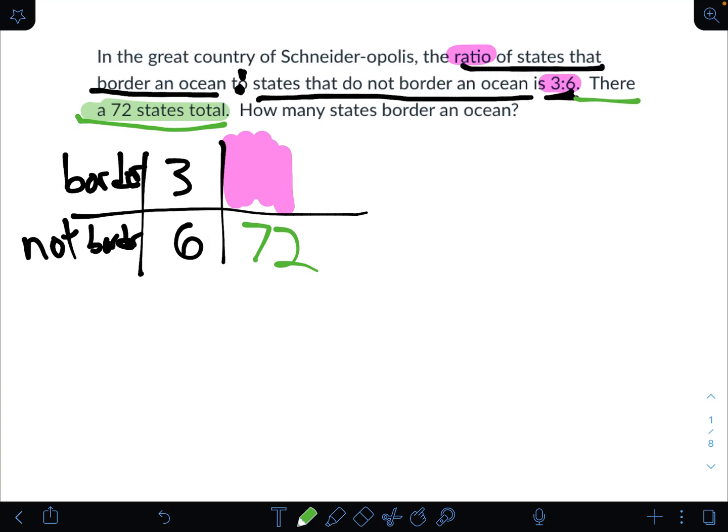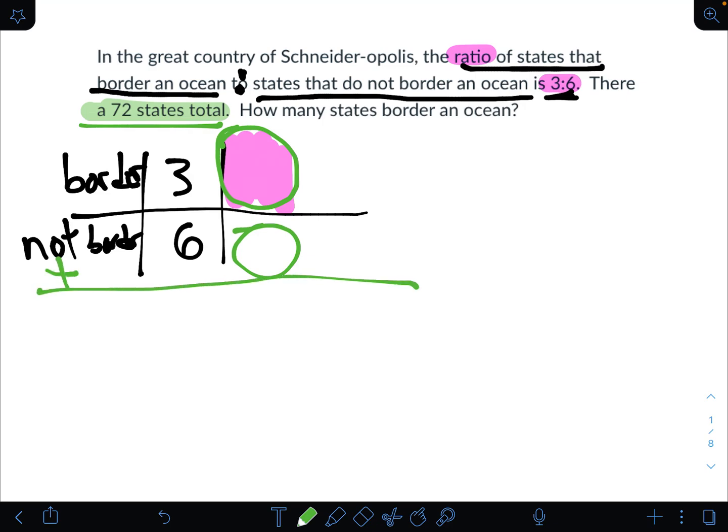That's because if I were to add up all of my states, I'd get 72. So if I were to take all the states that border an ocean and all the states that don't border an ocean and add them together, I would get 72. So let's keep that there. Let's make another row for just our totals and see if we can do something with that.